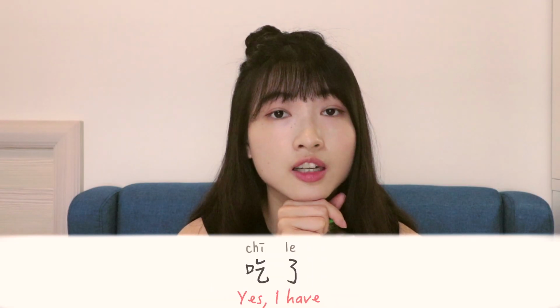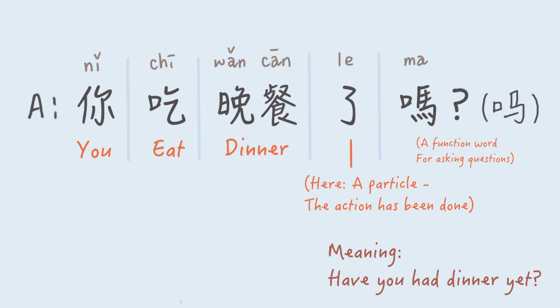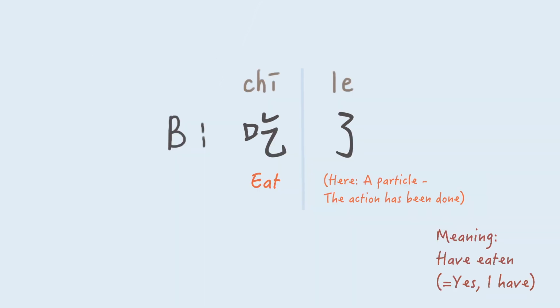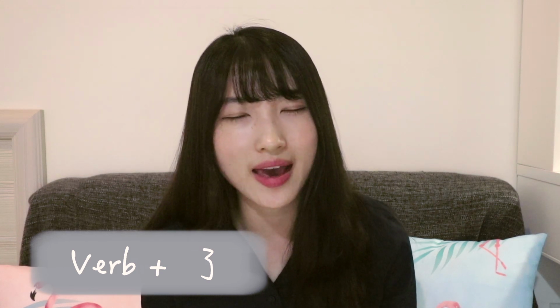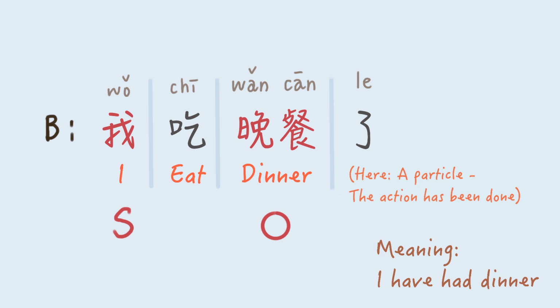Another example could be, 你吃晚餐了吗？ Have you had dinner yet? 吃了。 It means have eaten. 吃 means eat. And 了 here is a particle to demonstrate that the action, the verb, has been done. And yes, we do just say verb add 了 as an answer in this context. The meaning of it is the same as the answer, yes, I have, in English. In this context, the complete Chinese answer is 我吃晚餐了。 It means I have had dinner.